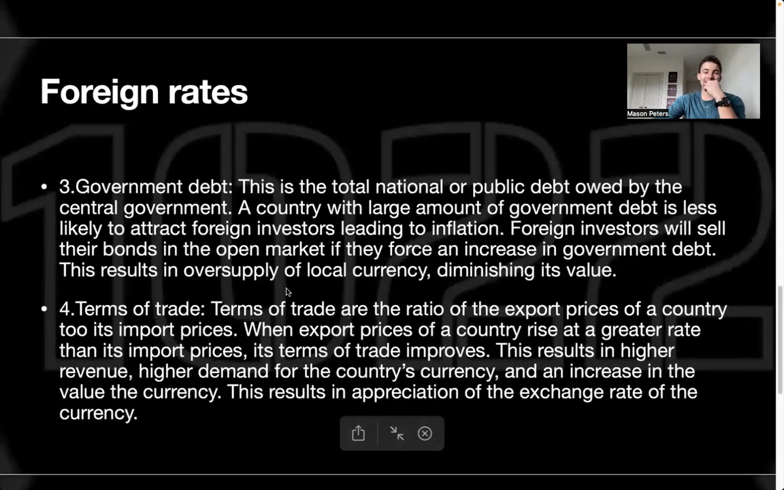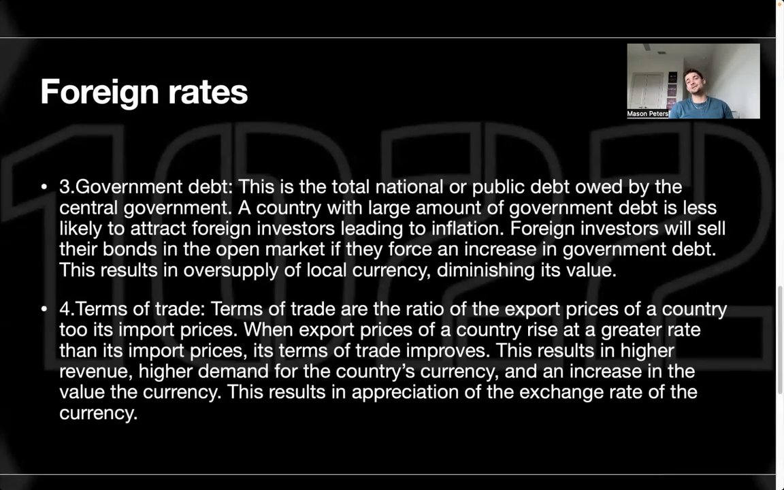Government debt. This is the total national or public debt owed by the central government. A country with a large amount of government debt is less likely to attract foreign investors, leading to inflation. And this is more about other countries, not the US dollar. The US dollar dominates the market share, right? We dominate the world. The US dollar dominates the entire world because we denominate oil in dollars. And so in order to exchange oil, they have to buy what? US dollars. They have to exchange their currency for US dollars, right?